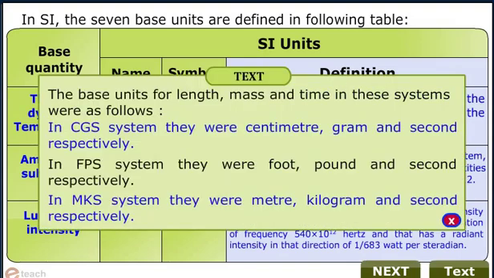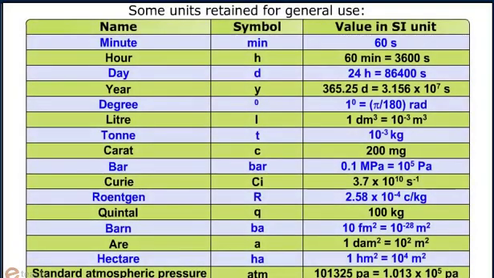The base units for length, mass, and time in these systems were as follows. In CGS system, they were centimeter, gram, and second respectively. In FPS system, they were foot, pound, and second respectively. In MKS system, they were meter, kilogram, and second respectively. In this table, you can see some units which have been retained for general use.